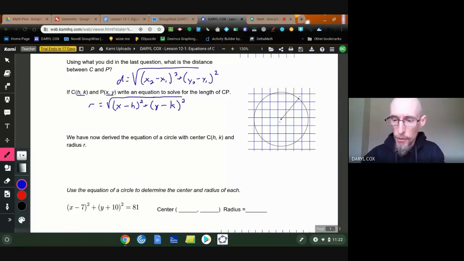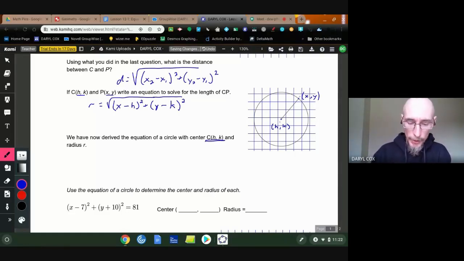So what we've done there is we've said, well, this point C, this is the point h, k. And this point P is x, y. What that means, that point P could be anywhere on the circle. It's any x, y point that's on the circle. h, k, however, is the center of the circle.